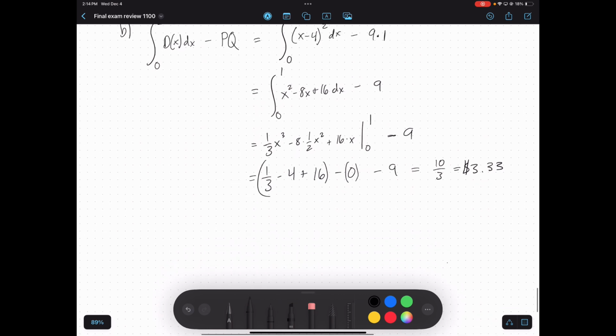Supplier demand, very, very similar process. You just flip the equation, so you end up with 9 times 1 minus your integral from 0 to 1. And instead of integrating your demand curve, you're integrating your supply curve.